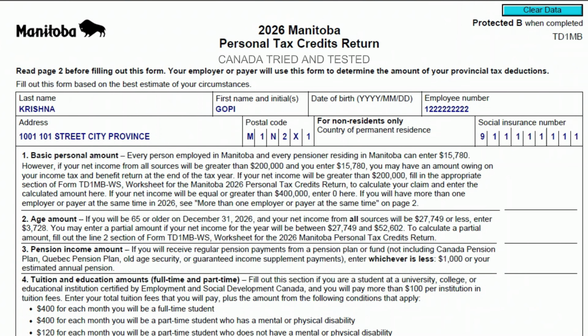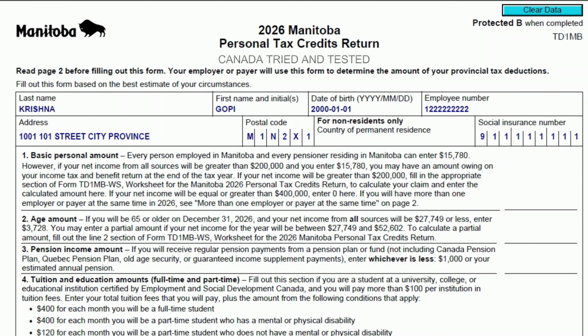Start with filling the personal information: last name, first name, date of birth. Enter like this, first the year and then the following month and date, and then enter. So you will get this in this format. Then employee number, address, postal code, and if you are a non-resident, we'll have to mention the country of permanent residence, and then the social insurance number. Once this is filled, the first line is basic personal amount.